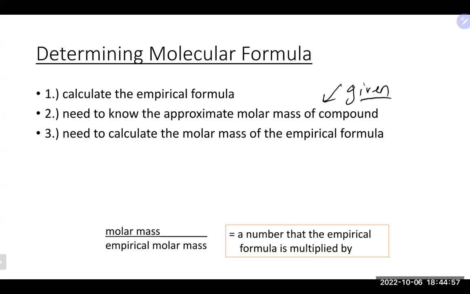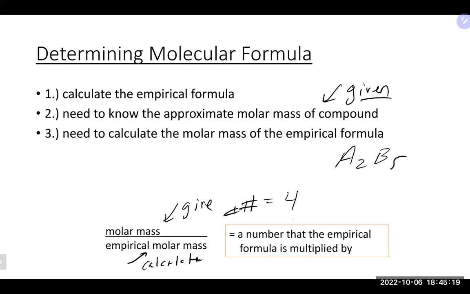So what you do is you take the molar mass of the compound that they give you, and the molar mass of your empirical formula that you calculate, and divide, and it will give you a number. This number is what you multiply the empirical formula by. So if we had an empirical formula of A2B5, and we did this little move here, and it said 4, we would multiply everything by 4, and A8B20 would be our molecular formula.